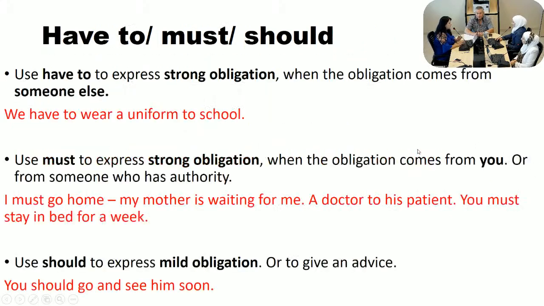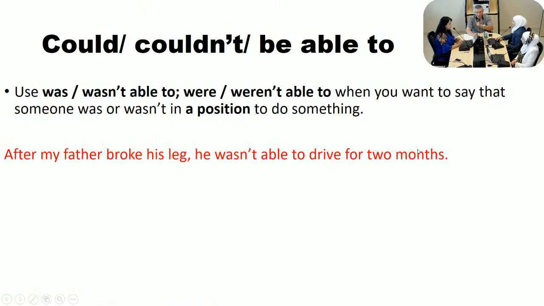Okay, so with couldn't, she has just said something about it. With able to, was able to, were able to, or wasn't, weren't. When someone is or is not in a position to do something, we use was or were able to, or wasn't or weren't able to. Like after my father broke his leg, he wasn't able to drive for 2 months, so he's not in the position of driving.